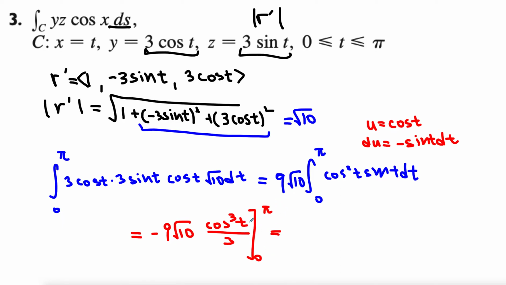When you plug in pi, what do we end up getting? So -9 radical 10 over 3. We're going to cancel them out later. When you plug in pi, we get -1 to the third power, which is still -1, minus, when you plug in 0, then cosine becomes 1. So our final answer now, negative becomes positive, so we get 6 square root of 10. That becomes our final answer.